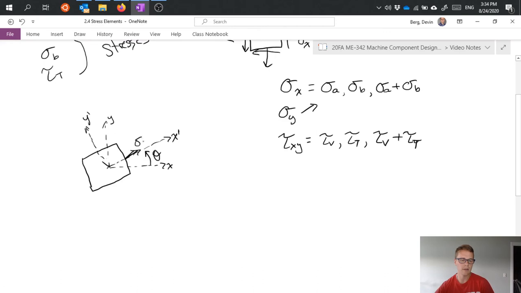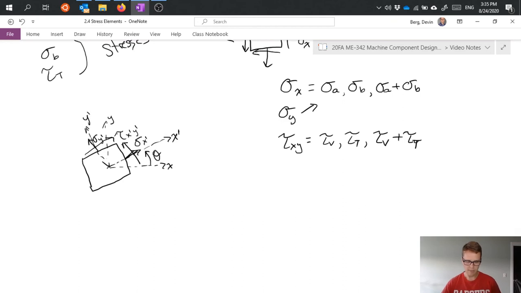I have sigma x prime, I have sigma y prime, and I have tau x prime y prime. And these primes, again, all just indicate that I'm now talking about the new rotated coordinate system. And just remember, on the back side, I would have arrows that would be equal and opposite of all four of these arrows that I've currently drawn for my stresses.